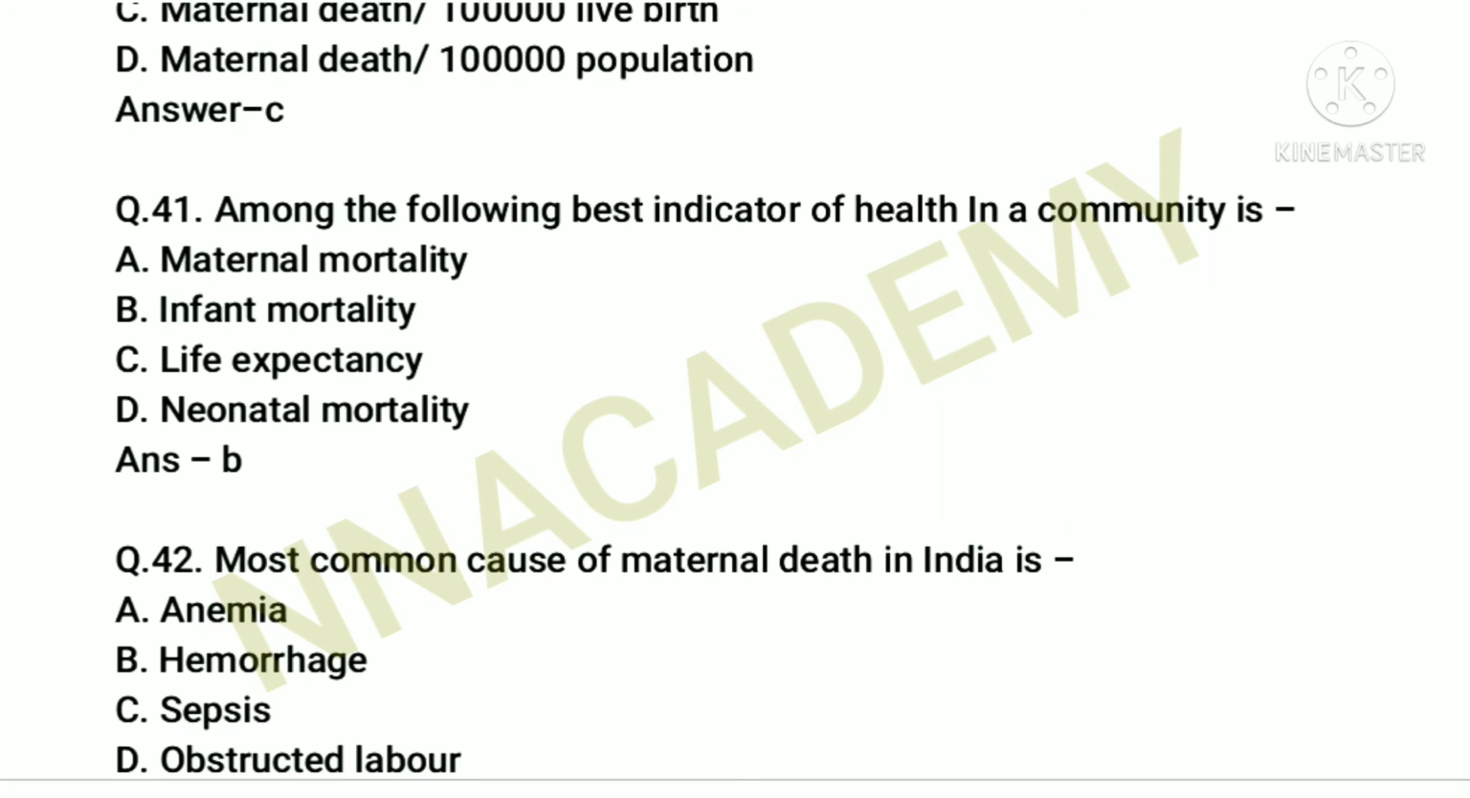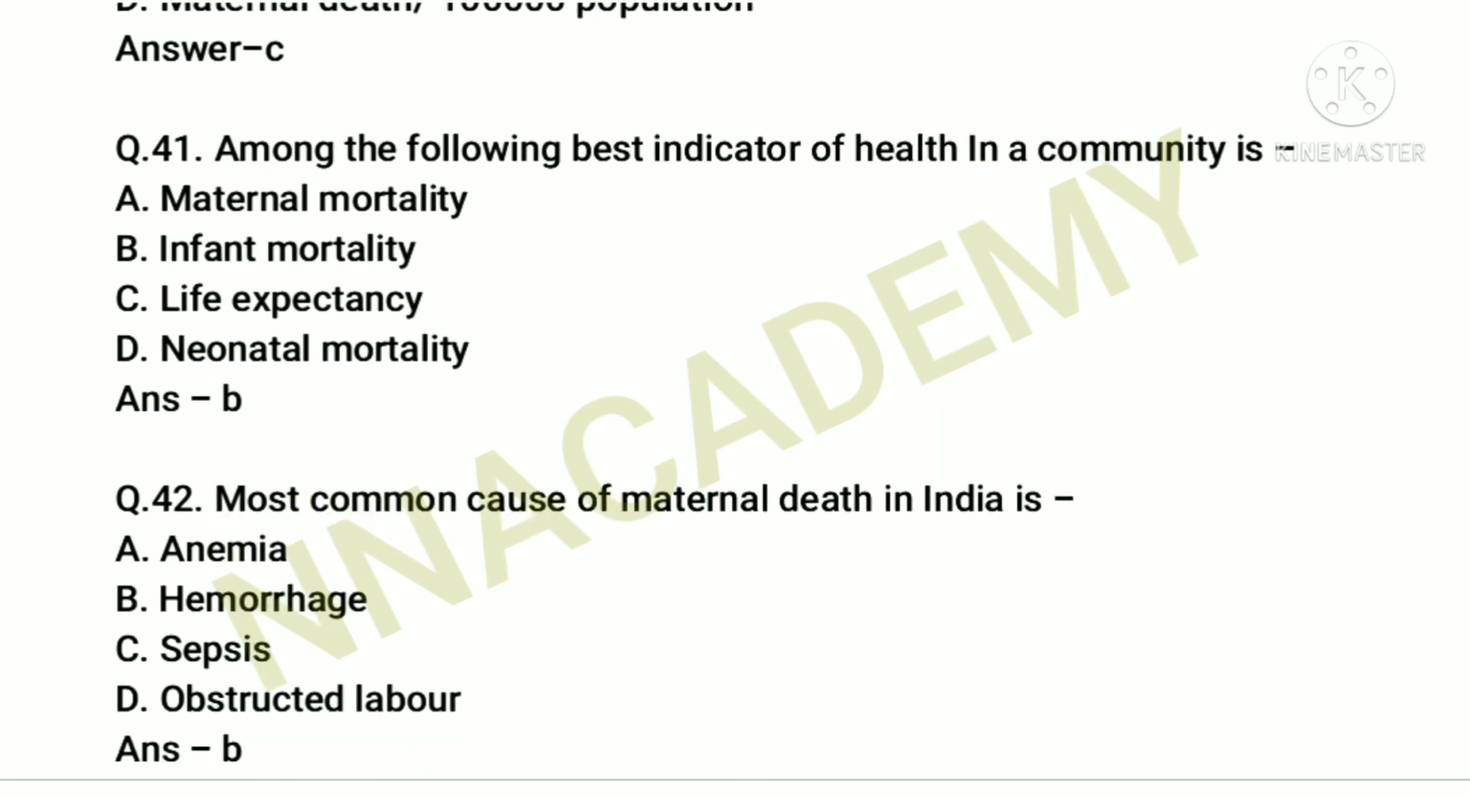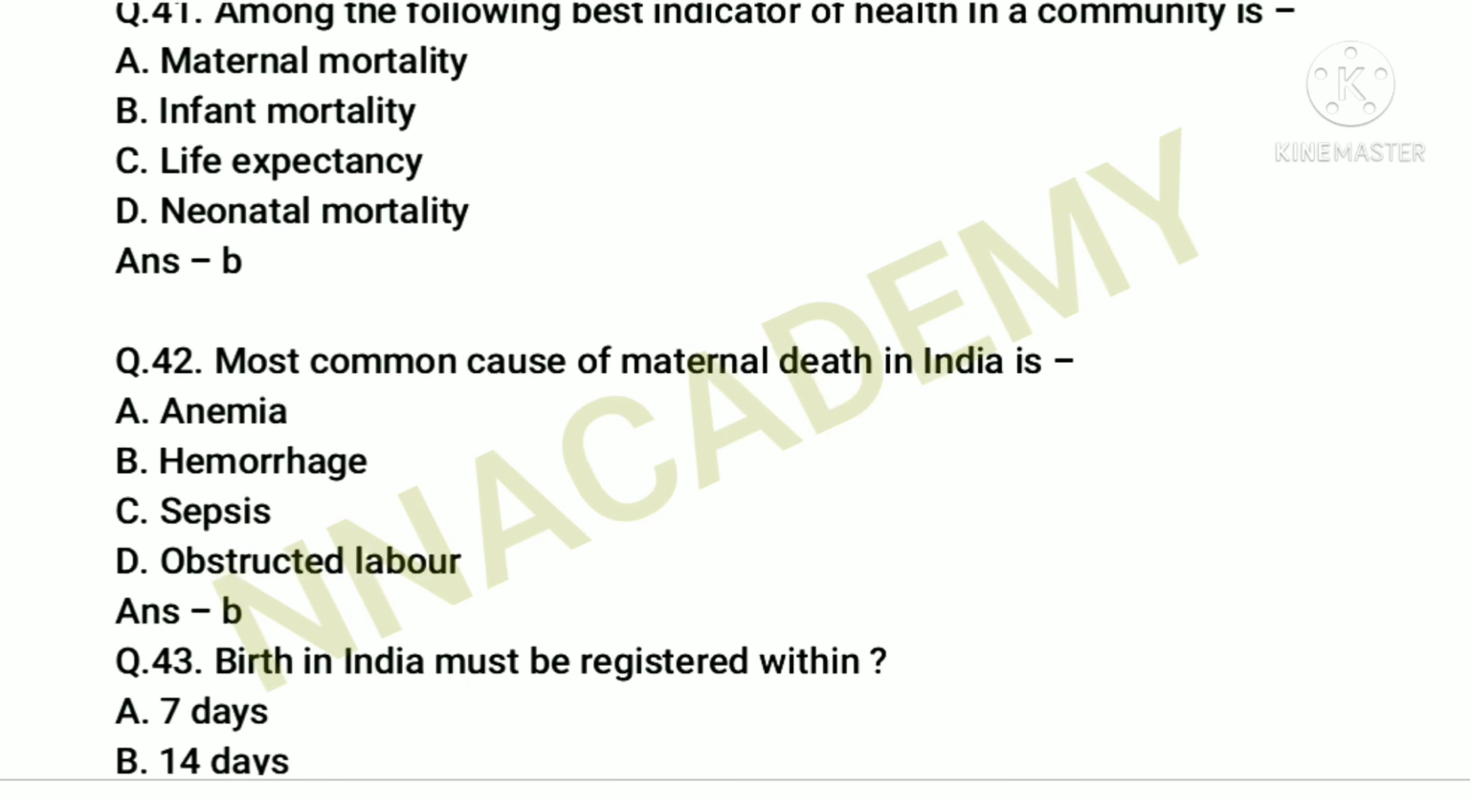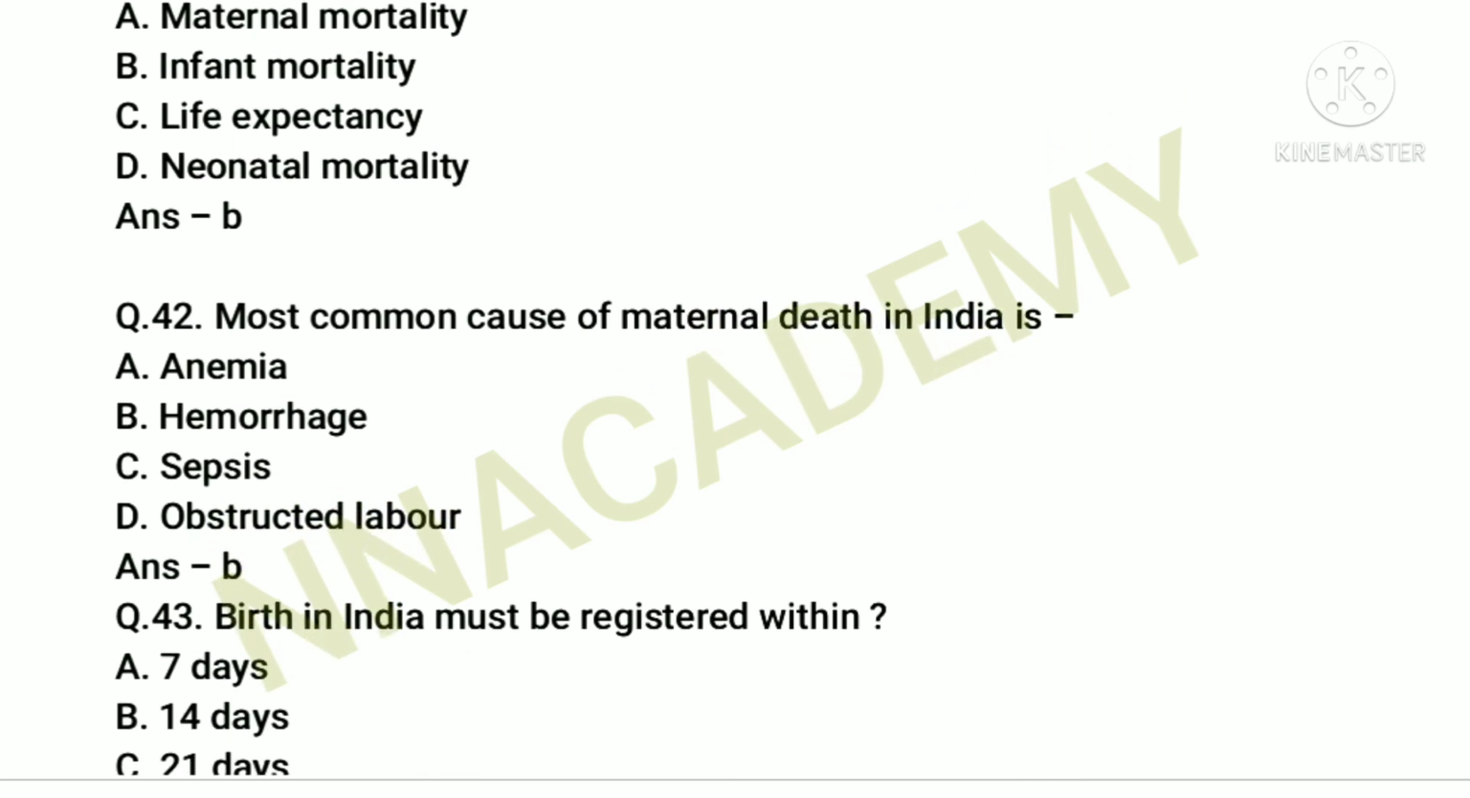The next question is: maternal mortality ratio is calculated by. We have a formula for calculating maternal mortality ratio, so just remember the formula here. The options they asked are: option A maternal death divided by live birth, option B maternal death divided by 1000 live births, option C maternal death divided by 1 lakh live births, and option D maternal death divided by 1 lakh population. So here the right answer is maternal death divided by 1 lakh live births.